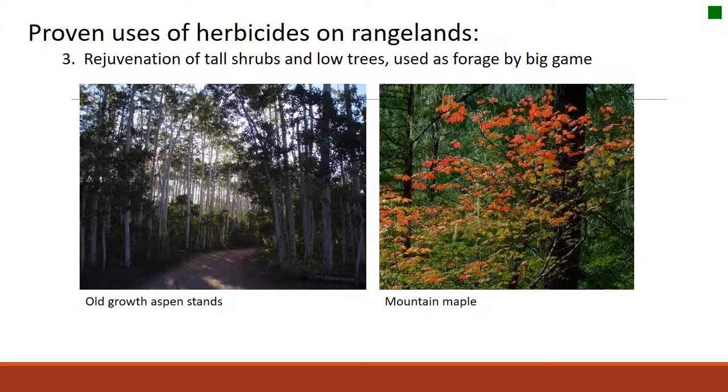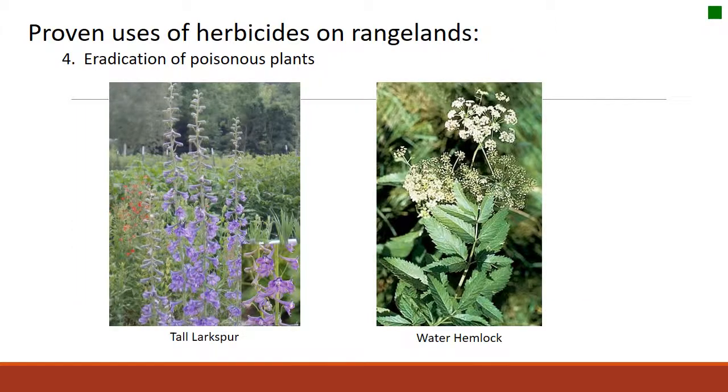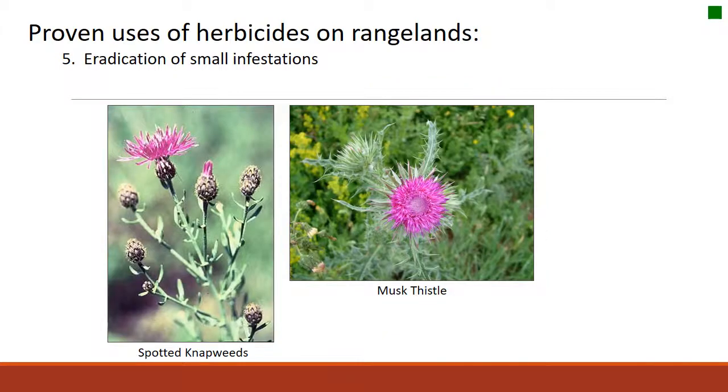We have the repeated examples of rejuvenation of tall shrubs and low trees after treating areas around them for weeds so that they don't steal nutrients from these larger plants. And a lot of these are used as forage by big game. We have the possibility of eradicating poisonous plants from certain pastures that could prove to be fatal for some livestock. And if you catch it early enough, you have the opportunity to possibly eradicate small infestations of weeds that might pop up in your pasture.